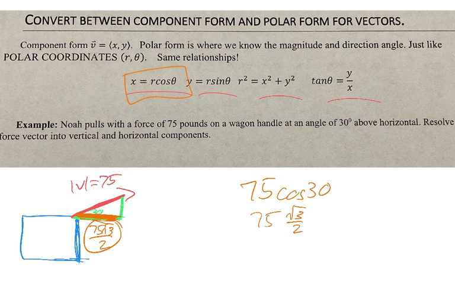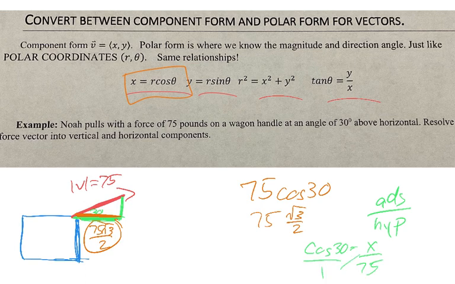Anybody guess how I could do it? This is adjacent to 30. And I know the hypotenuse. Which trig function deals with adjacent and hypotenuse? Cosine. So I could say cosine of the angle equals the adjacent, that's what I'm looking for, over the hypotenuse.